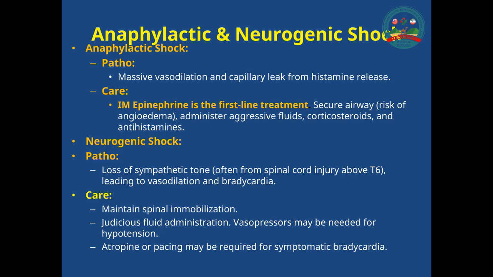Next, neurogenic shock. This type of shock occurs when there is a loss of sympathetic tone, often from spinal cord injury above the level of T6. It leads to vasodilation and bradycardia. Management includes maintaining spinal immobilization, giving fluids carefully, and using vasopressors if the patient is hypotensive. If the patient has significant bradycardia, atropine or cardiac pacing may be required.